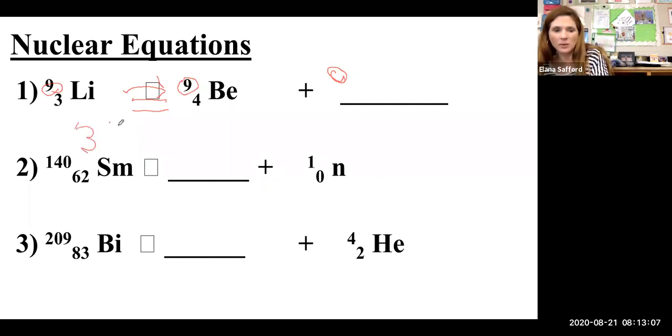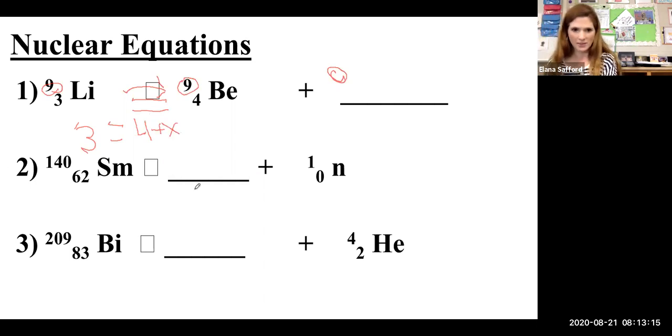3 is equal to 4 plus x. Now, some of you might be tempted to say 1, but then I want you to think about how I solved it. Is 4 plus 1 3? No, it is not. It's actually negative 1, right?